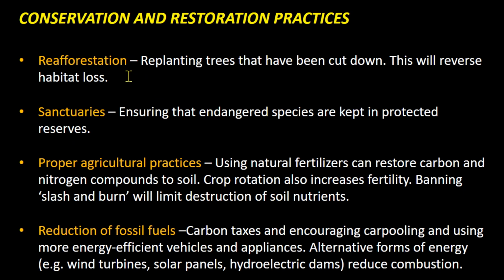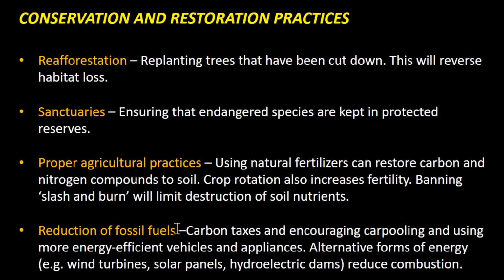Well, first we have reforestation, which is replanting trees that have been cut down. This will reverse habitat loss. There's also afforestation, which is just planting trees, not replanting. There's sanctuaries, which ensure that endangered species are kept in protected reserves. There's proper agricultural practices, so using natural fertilizers with fewer synthetic chemicals can restore carbon and nitrogen compounds to the soil. Crop rotation also increases fertility, and banning harmful methods such as slash and burn will limit destruction of soil nutrients.